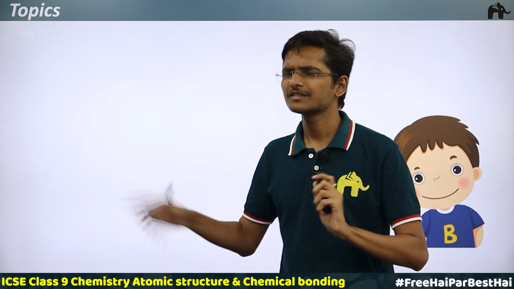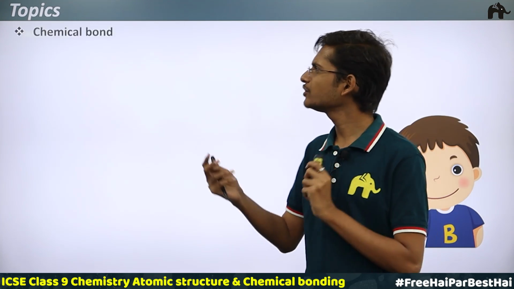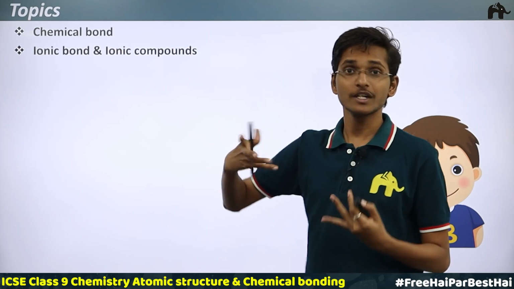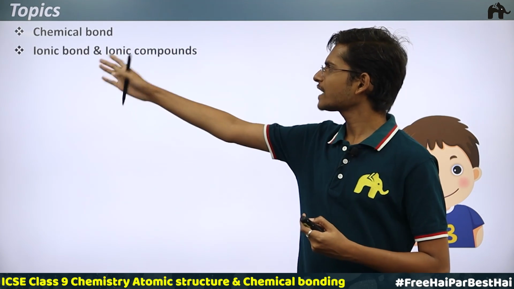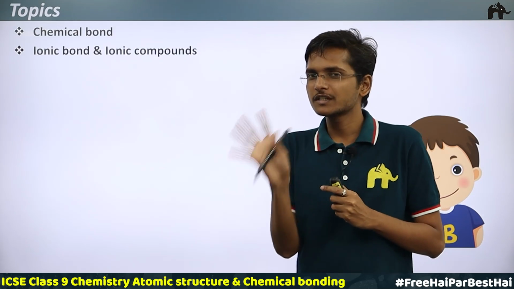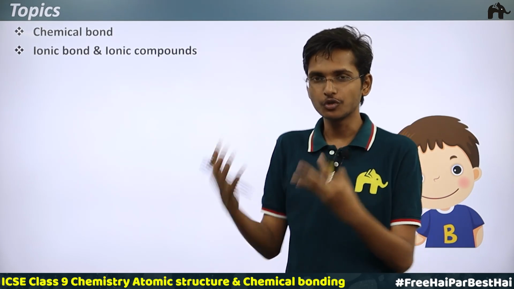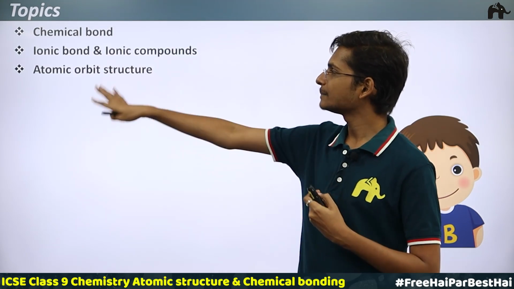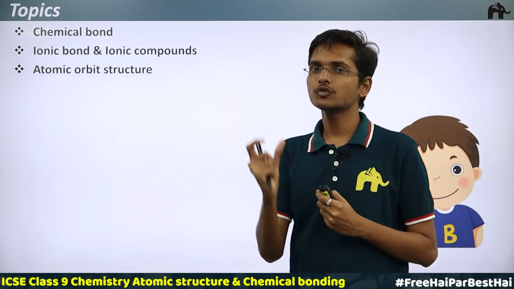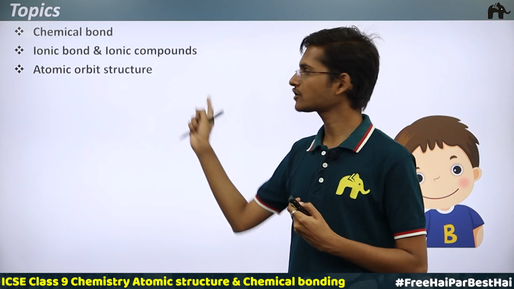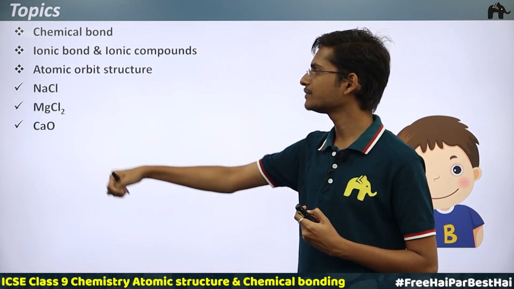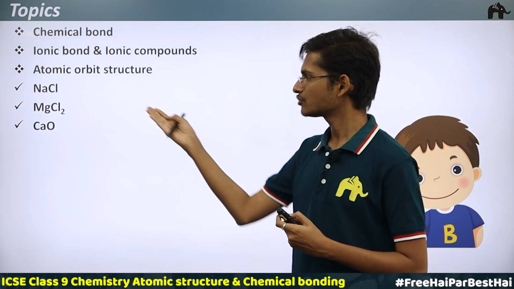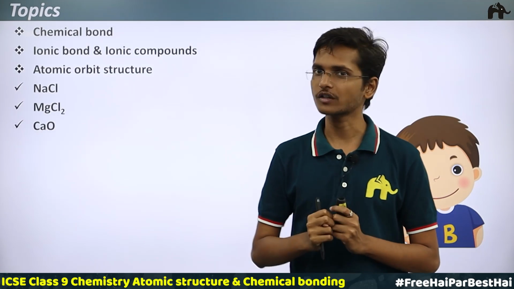Let's first simply go through the topics which we are going to study in this video. First, we are going to see what is actually a chemical bond. Then what is an ionic bond and what are ionic compounds, which you should know first. Then we would jump on to how the ionic compounds are formed by learning to draw the atomic orbit structures of these three compounds: NaCl, MgCl2 and CaO, that is, sodium chloride, magnesium chloride and calcium oxide.